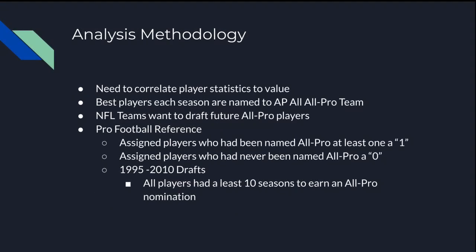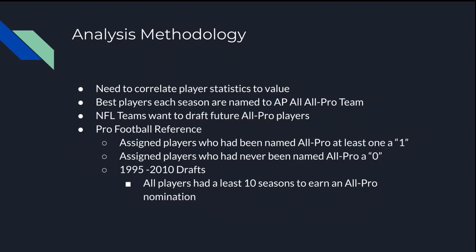Now that we have stats on each player, we need to correlate those stats to the value of each player. We do know that the best players each season are named to the Associated Press All-Pro team. The All-Pro team is relevant to the draft because NFL teams want to draft players who will go on to be All-Pros. Therefore, we went back to the Pro Football Reference website and we assigned each player who had been named an All-Pro at least once in their career a value of 1. Any player who had never been named an All-Pro was assigned a value of 0.